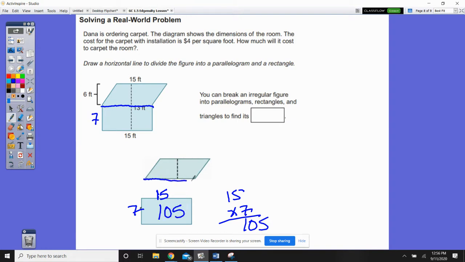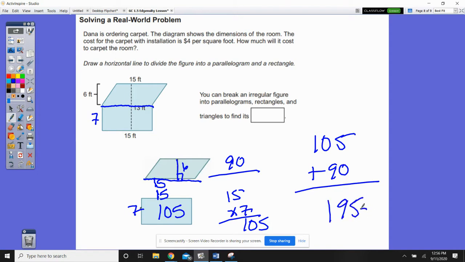Then you'll do base times height of this guy. You're looking for the right angle. The base is 15. What about the height? Well, the height of that piece is 6. 15 times 6 is 90. So I have 105 and I have 90. So I'll take 105 plus 90. That's 195 square feet. It costs $4 a square foot.